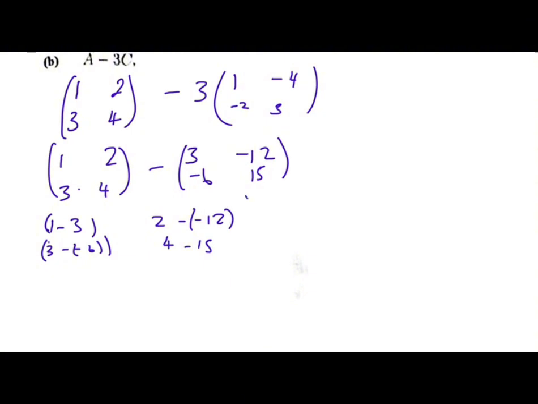All right, then we put our matrix bracket. 1 minus 3 gives us -2. Then the next one, 2 plus 12 gives us 14. Then 3 plus 6 gives us 9. And 4 minus 15 gives us -11. So that's our matrix A minus 3C.